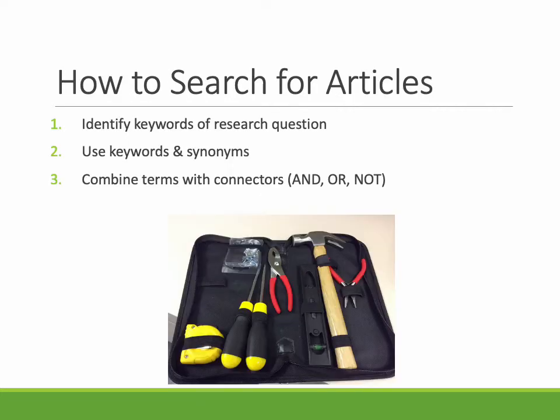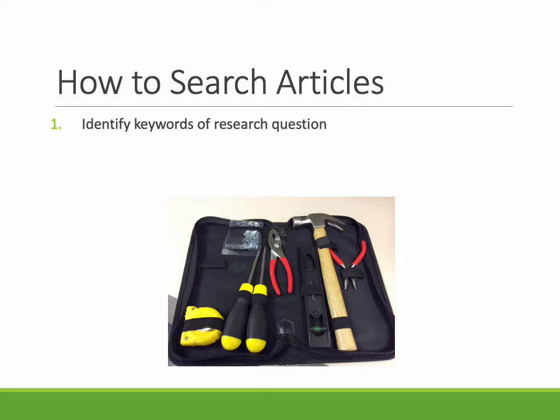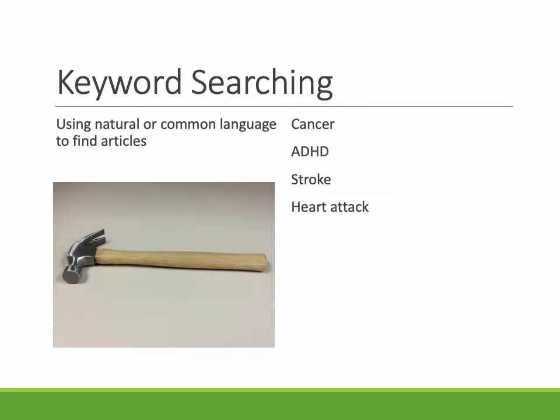The first thing I need to do, here are the steps to find articles. I identify the keywords in my research question. Then I use those keywords as well as synonyms to help me construct the search. And then I combine those terms with connectors and, or, and not. So the first step is I identify the keywords.